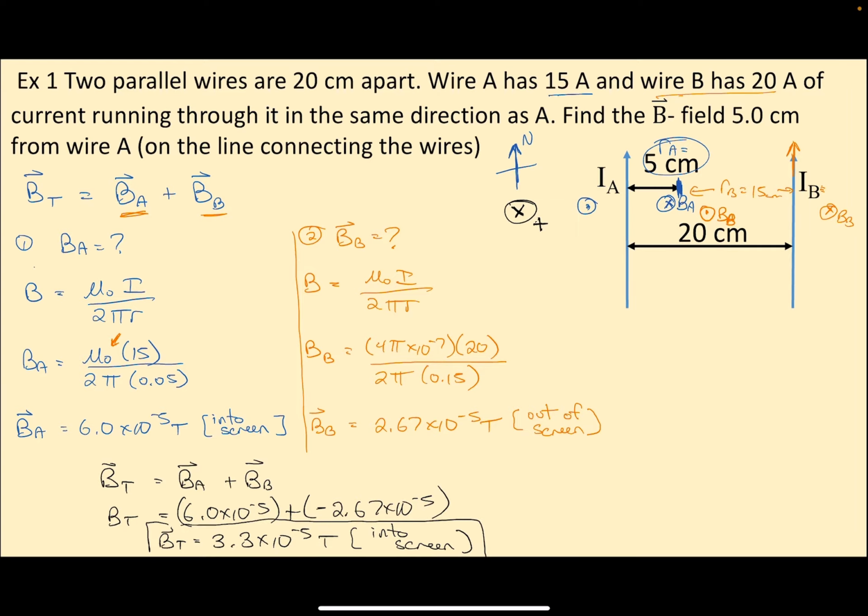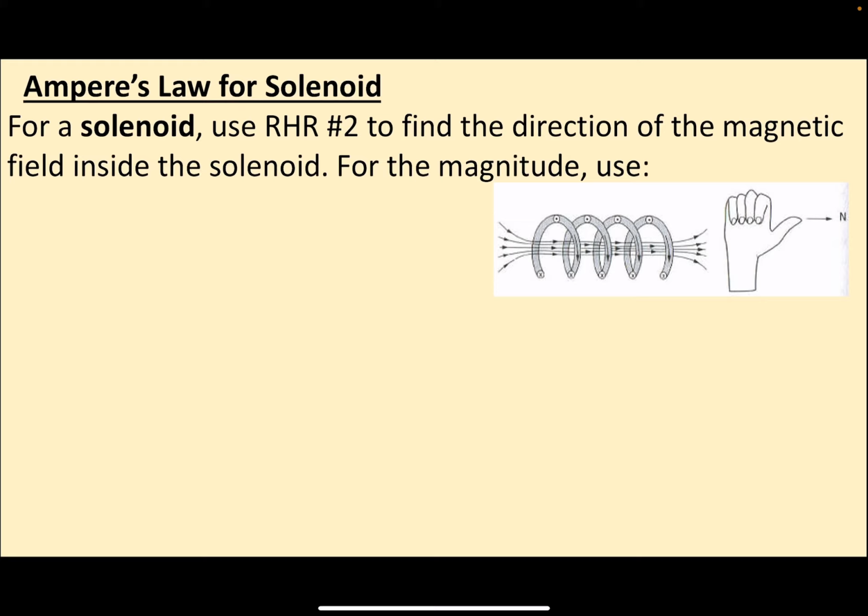Hopefully you can kind of see that. There's your answer. Find the net B field 5 centimeters from wire A on the line connecting the wires. So right there at that location. Oh yeah, and there's the answer, which you can't see, but anyways, there's the answer: 3.3 times 10 to the minus 5 into the screen, or into the page.